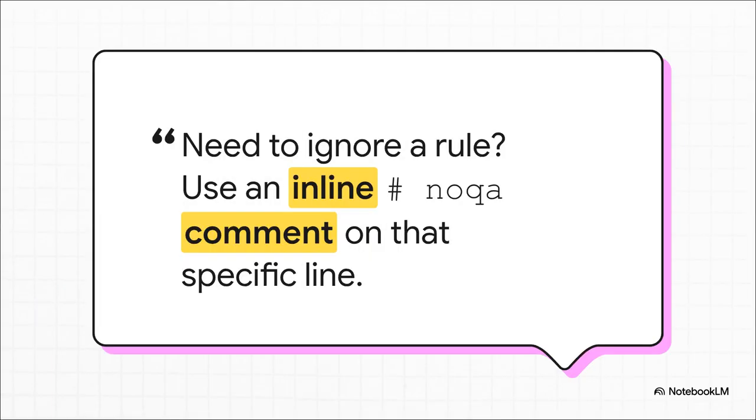But okay, what happens when you need to break a rule? Sometimes there's a good reason, right? Ruff has you covered. It's super simple. You just add a little comment to the end of that specific line of code: # noqa, for no quality assurance. You can even tell it exactly which rule you're ignoring. It's a really clean, obvious way to handle those little exceptions to the rule.